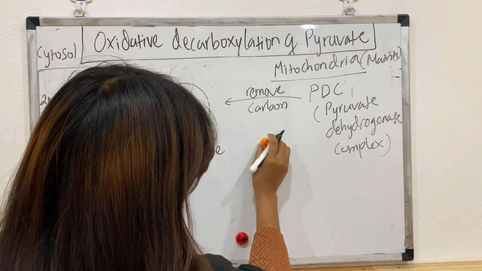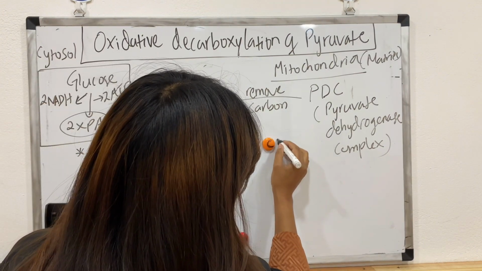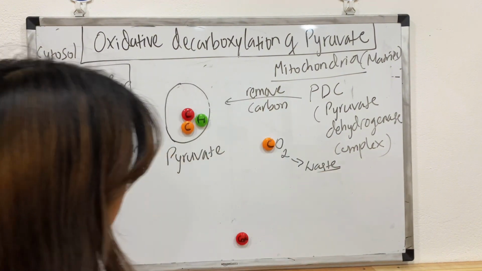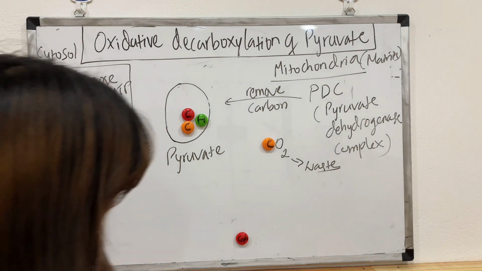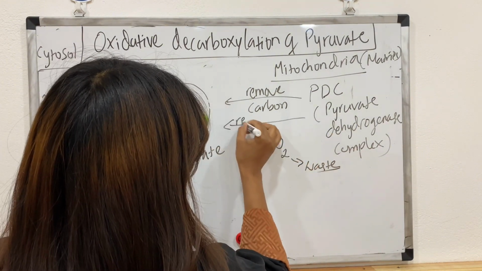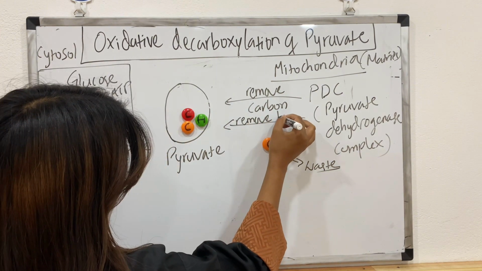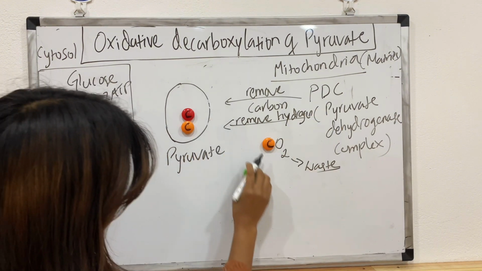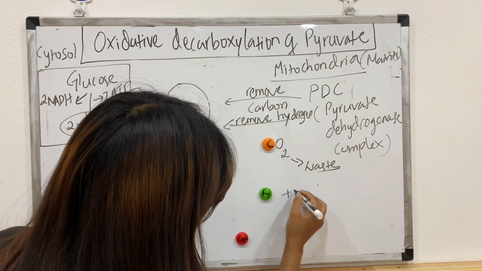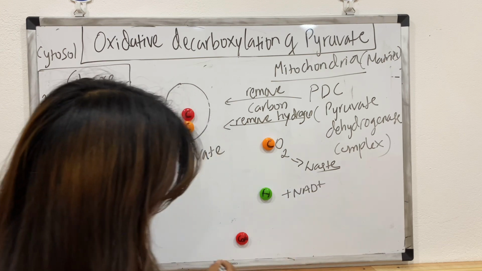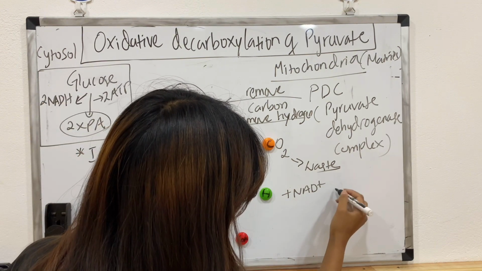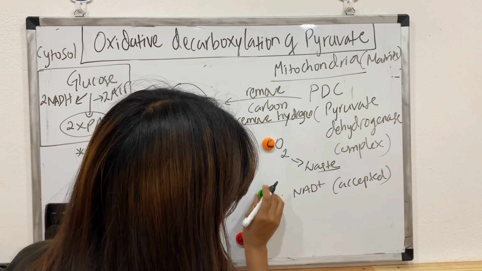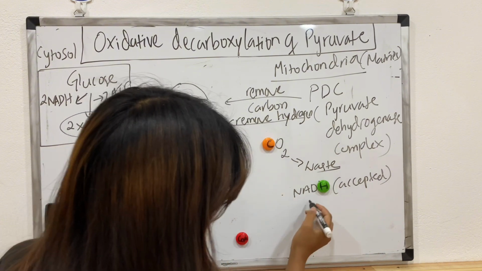Now imagine from the pyruvate, carbon is removed. As the carbon is removed, it results in the formation of carbon dioxide, which is released as waste, right? It also removes hydrogen from the pyruvate. And as the hydrogen gets removed, it gets accepted by NAD+. You see? As hydrogen gets accepted by NAD+, it results in the formation of, yes, expected NADH, our favorite energy carrier molecule.